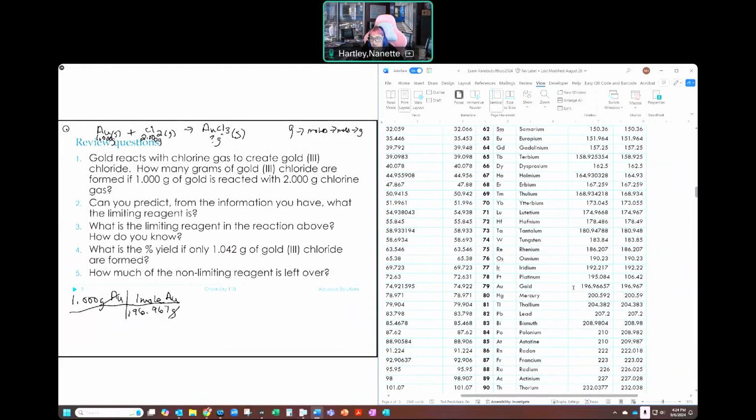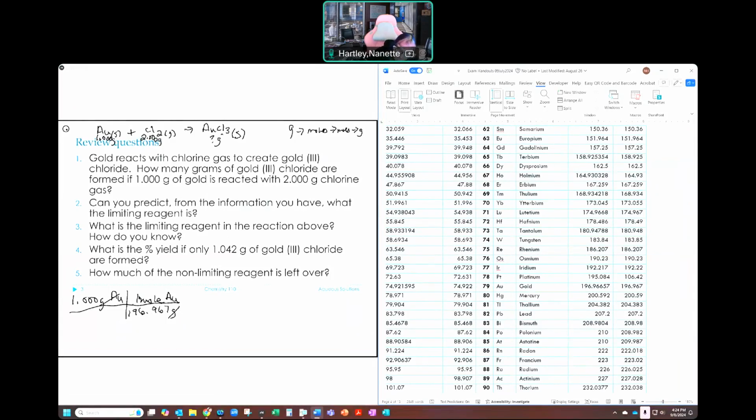So 196.967. Again, that's written there so that I can read it better than I can on that periodic table. So that will give me the moles of gold. Now I know how many moles of gold I have. If I do this math, that'll tell me. I don't want an answer in moles of gold, though. I want an answer in information about gold chloride.